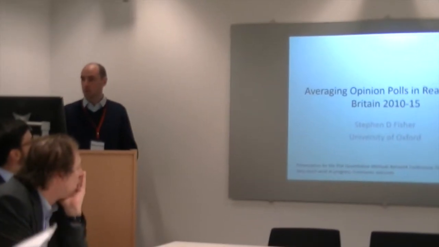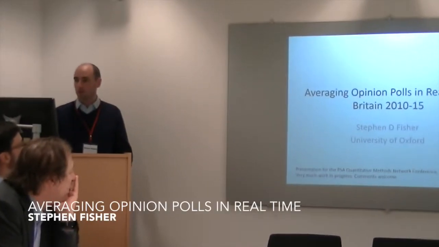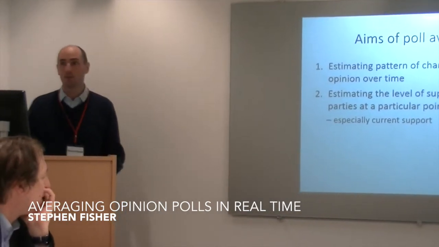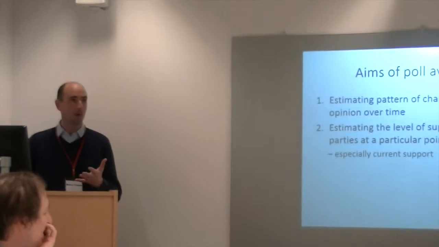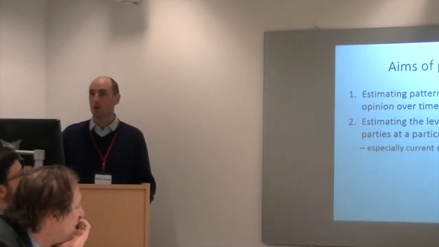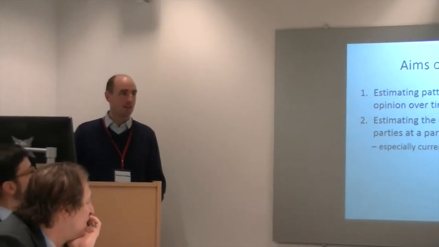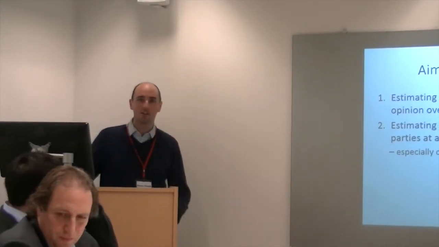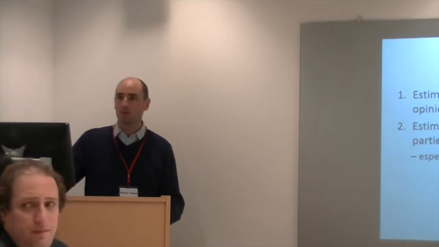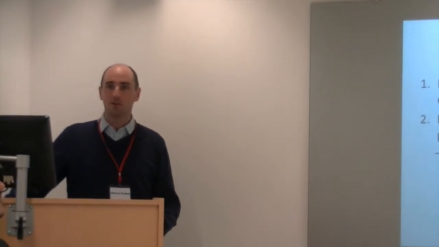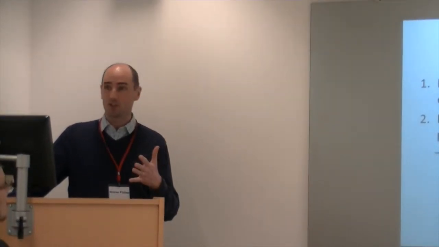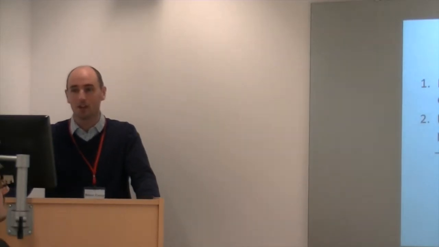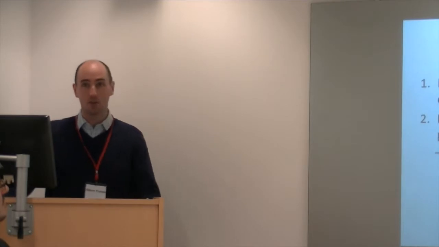So I'm assuming most people are familiar with the basic idea of trying to average opinion polls. We have lots of opinion polls from lots of different opinion pollsters, and they come out sporadically, sometimes more frequently than others, and different pollsters have different estimates of vote intention, and the pollsters differ systematically to some extent. And we want to do this for two main reasons.